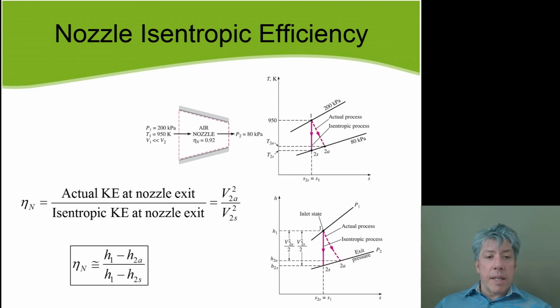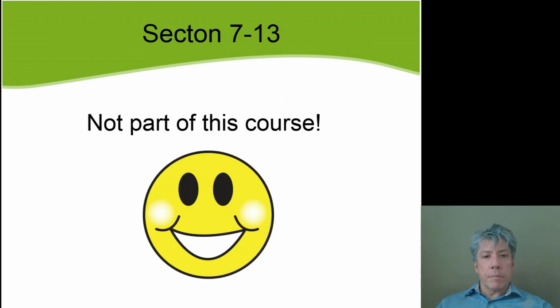Now we can calculate that again by the ratio of the enthalpy changes, because remember what a nozzle does is it converts enthalpy into kinetic energy. And so both these equations talk about nozzle isentropic efficiency. And basically you can set the square of the velocity ratio equal to the enthalpy difference ratio there that you see.